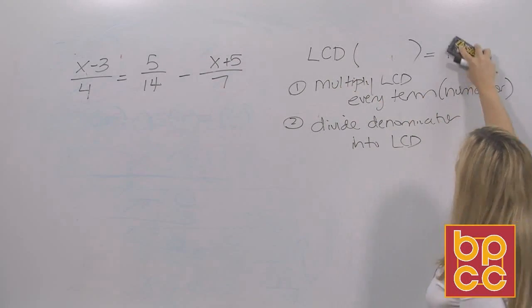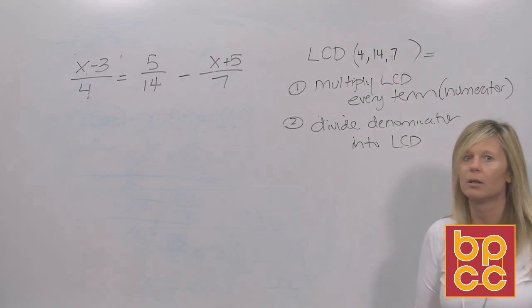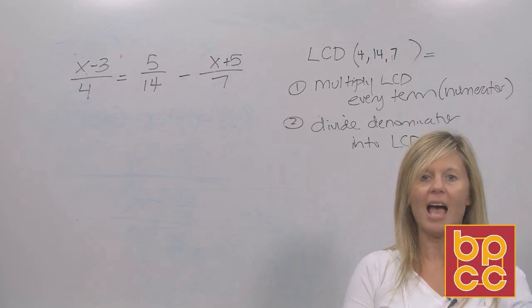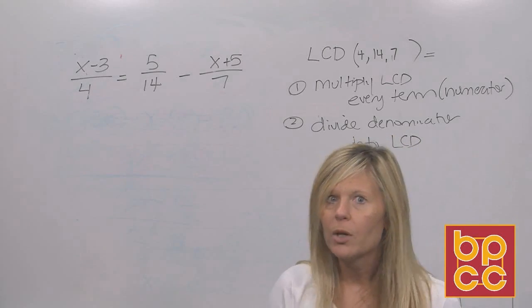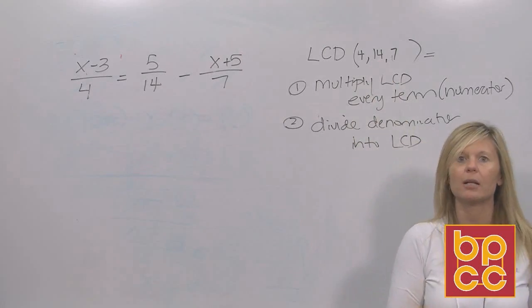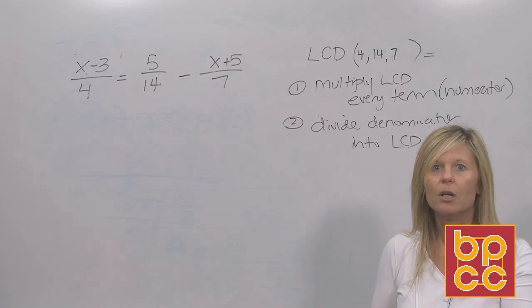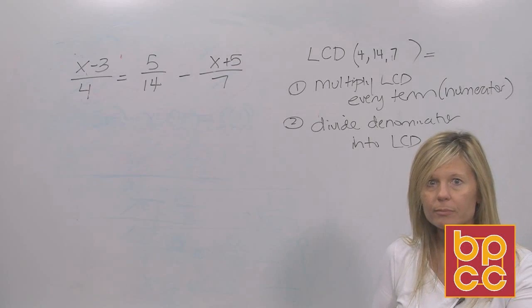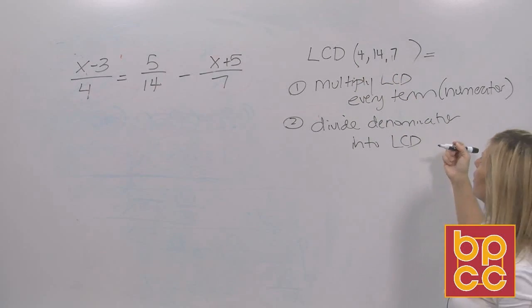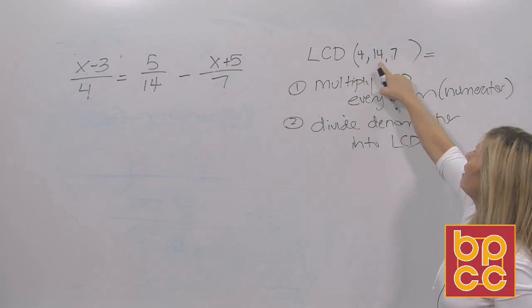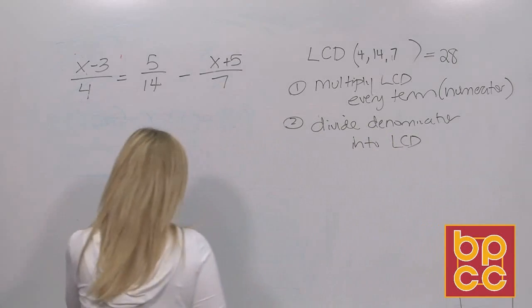So let's look again at what we have in our denominators. We have a 4, a 14, and a 7. Now, what number do they all have in common? Here's a helpful hint. Start with the bigger number. So if you did the multiplication tables of 14, 14 times 1 is 14. 14 times 2 is 28. 14 times 3 is 42. What number do they all divide into? Very good. 4 and 7 and 14 all can divide into the 28. So that's going to be our LCD.